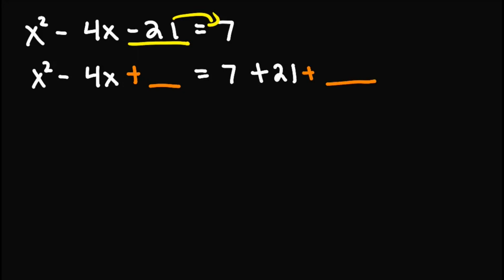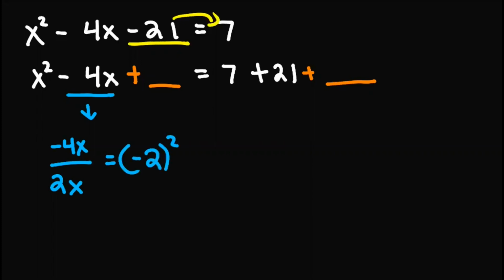Determining what we should add, focus on this middle term. So we have -4x, divide by 2, and divide by the square root of the first term, which is x. Then from here, what we do is simplify this. We obtain -2. Square -2, and we obtain 4. And so that's what we add out here. So we have 4 and 4.